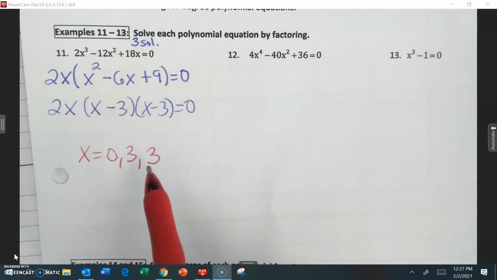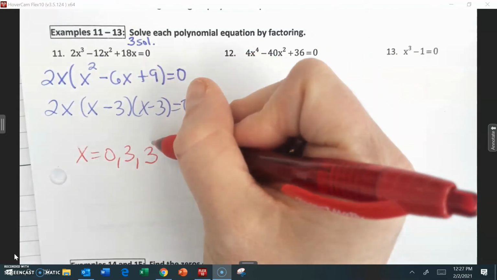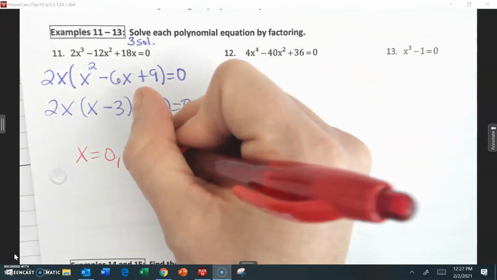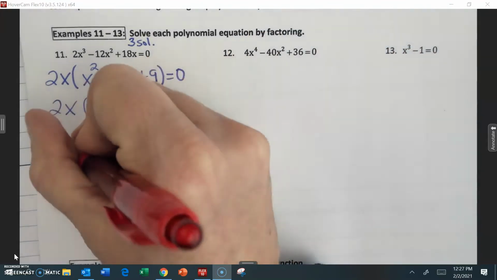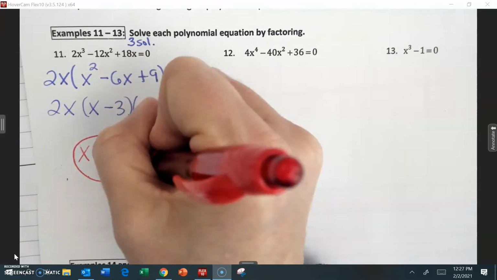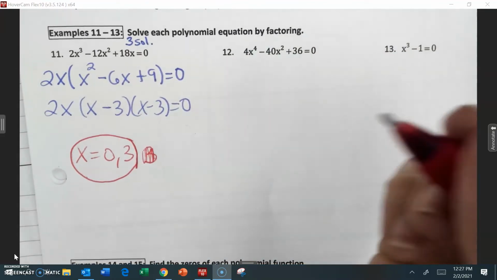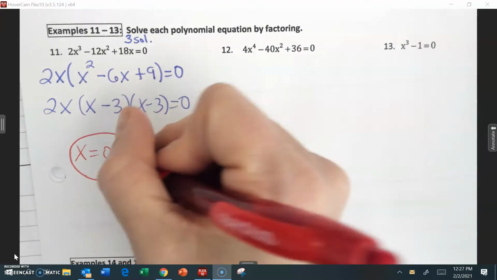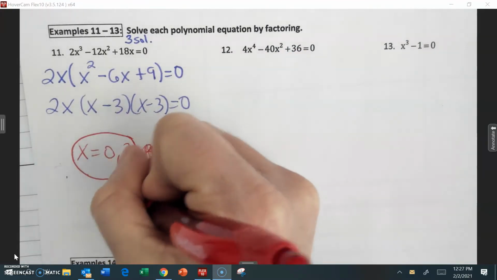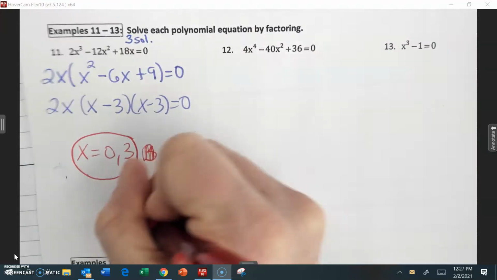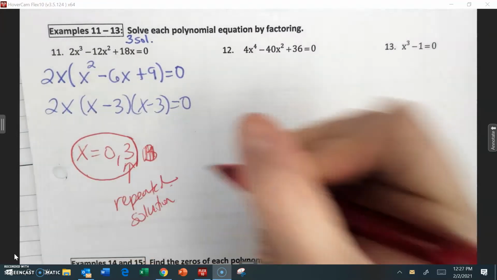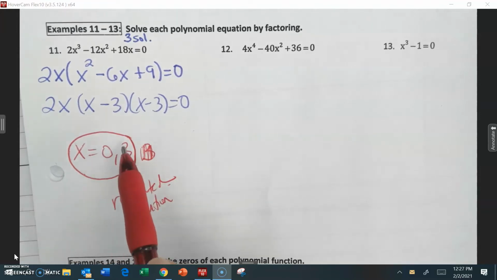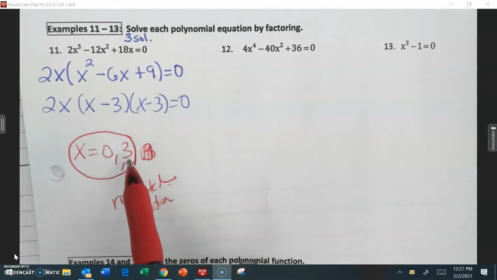Uh-oh. So this happened earlier in our notes, but I'm not going to mark it wrong if you leave it that way. But what I tend to do is remind students that we have 3 solutions. And people are like, well, wait a minute, this is only 2. Well, this is a repeated solution. So all 3 solutions, 0, 3, and 3, are real.